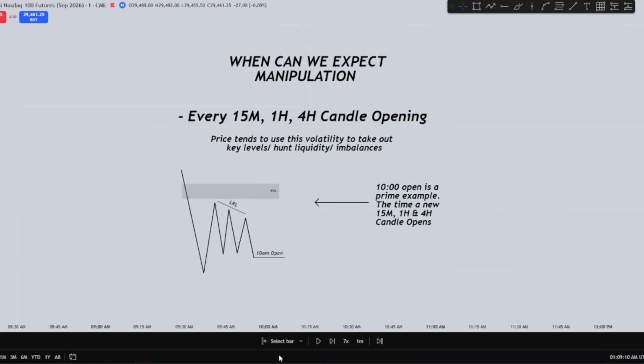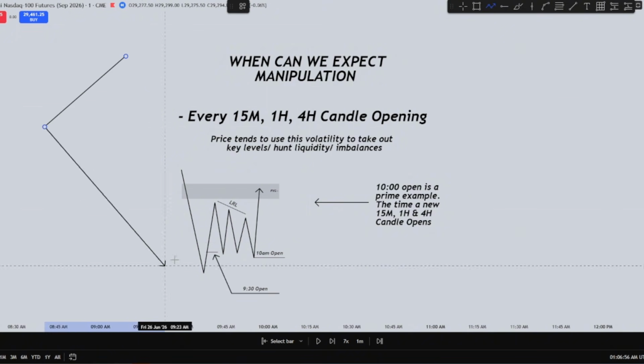10 a.m. open is the prime example of how the fractal framework actually works in the market. It is the time a new 15-minute, 1 hour, and 4 hour candle opens up. This is when you could expect the most manipulation, or the highest chance of manipulation, in a New York AM session.